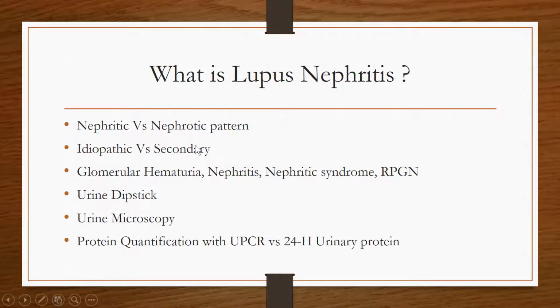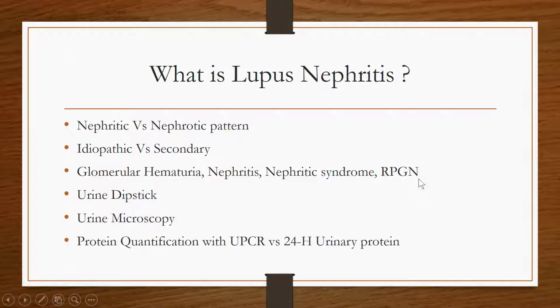And this is a secondary form of nephritis, like diabetic nephropathy secondary to diabetes. This is lupus nephritis, nephritis secondary to SLE. So if you have glomerular hematuria with some proteinuria, that is nephritis. But if you add hypertension, oliguria, azotemia, and it's a full syndrome, then it's nephritic syndrome. But if a patient with nephritic syndrome has rapidly rising creatinine, that would be RPGN, the histological pattern of which is crescentic glomerulonephritis.